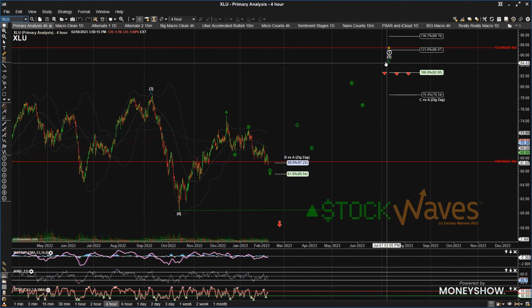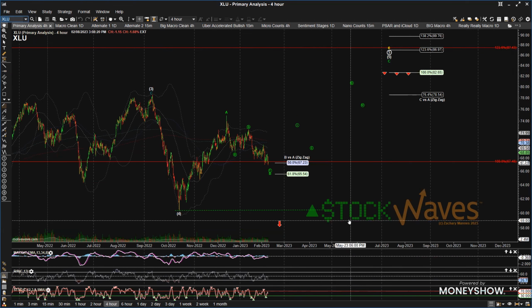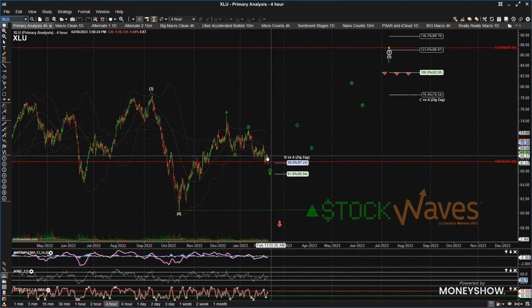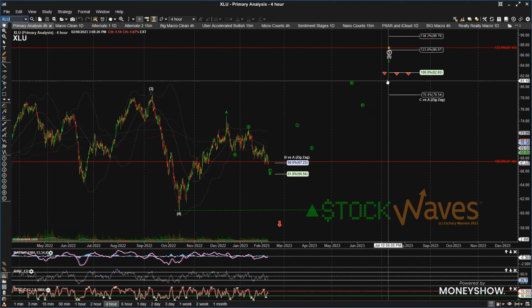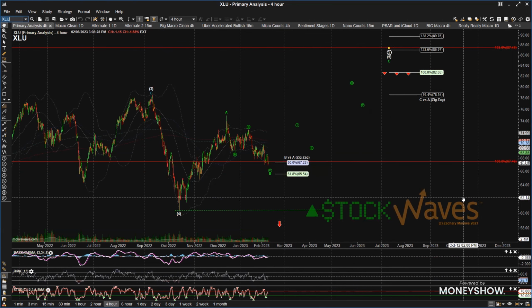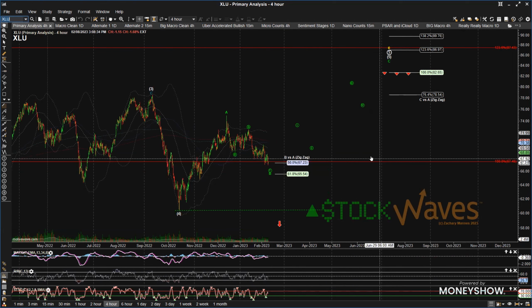So XLU is currently sitting at support for a similar B wave pullback that most other charts turned up from their December lows and filled out the C wave already, or the majority of which has filled out. XLU could be further behind in that retrace support for a B wave. So that's one sector to definitely watch.